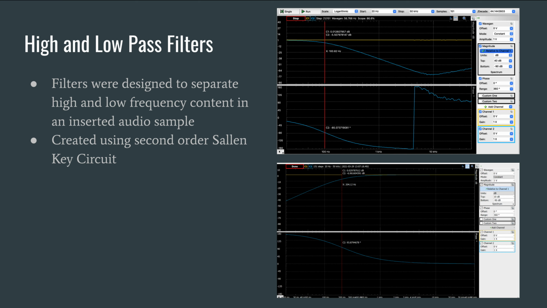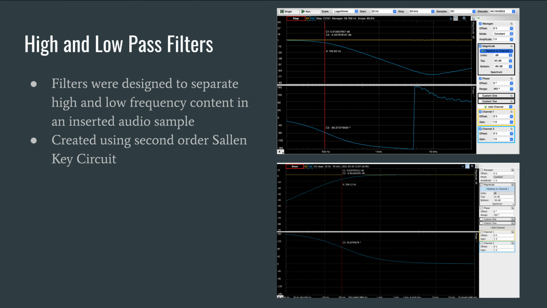Looking here for the design of the high pass and low pass filters, both were designed by looking at the frequency spectrum of the song using Audacity and then determining what corner frequencies would best separate the high frequency and low frequency content, such as bass notes for the low pass and snare hits for the high pass.